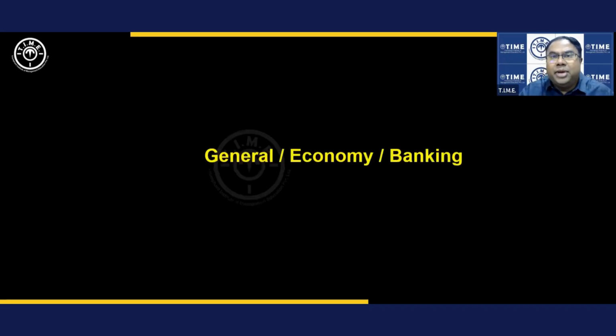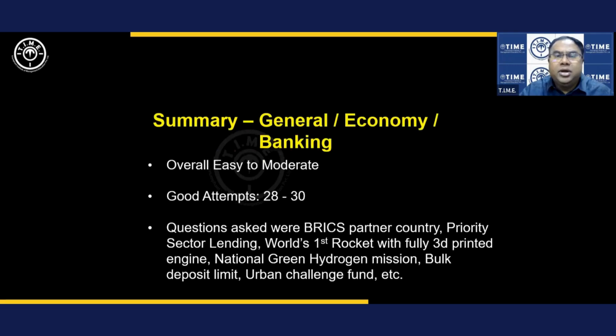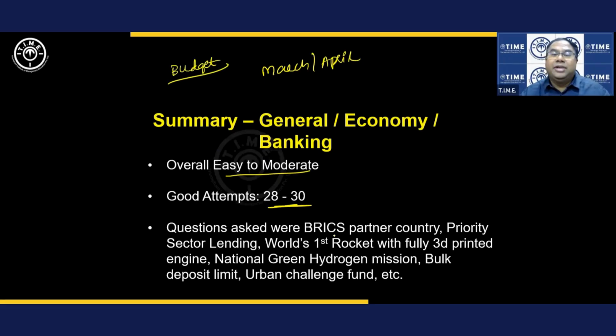Then general economy and banking, basically your GK section. Overall, easy to moderate. 28 to 30 are considered a good number of attempts. The maximum number of questions were from the last 6 months, with more focus on March and April. Also, there were questions related to the budget in your general awareness section.